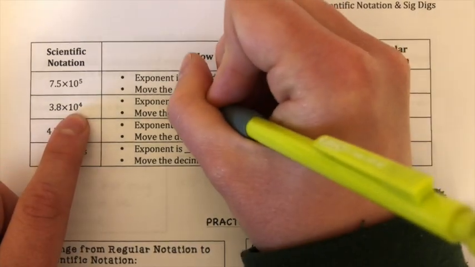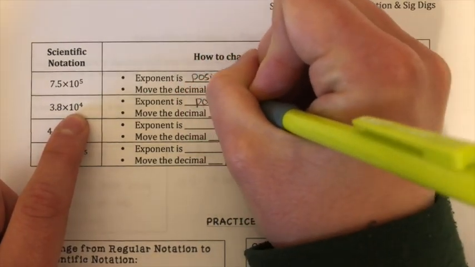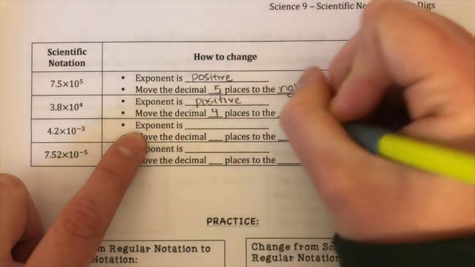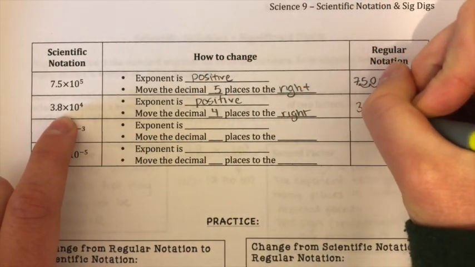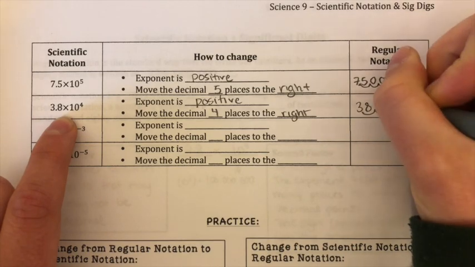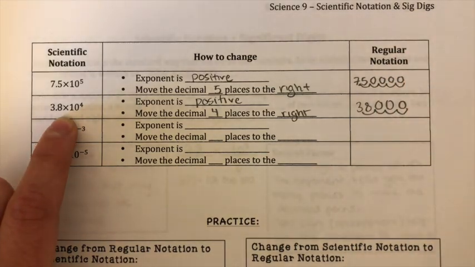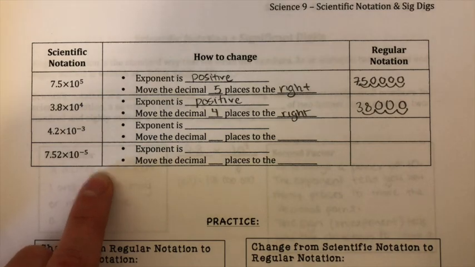3.8 times 10 to the 4, again, my exponent is positive. So we're going to move it 4 places to the right. So 3, 8, so it goes 1, 2, 3, 4. And so I have 38,000.